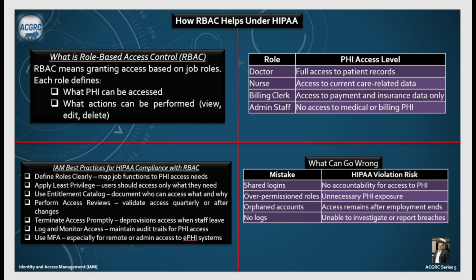Now, what are the roles from a PHI access perspective? You have doctors, nurses, billing clerks, admin staff. Doctors require full access to patient records. Nurses can access current care related data. Billing clerks only access payment and insurance data. They don't need a full patient record. Whereas admin staff have no need for medical or billing PHI. They have no role there.